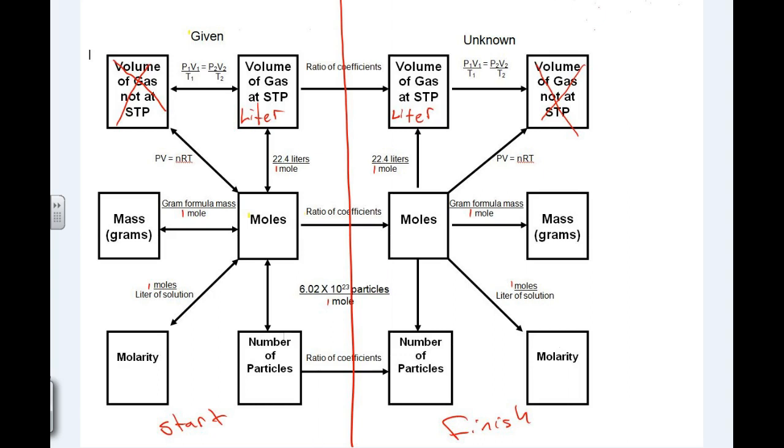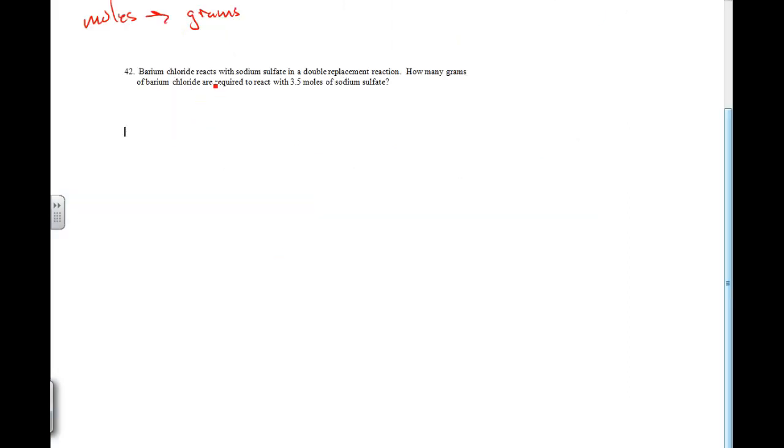So in this problem, I guess I should read it first. It says barium chloride reacts with sodium sulfate in a double replacement reaction. That will become very important here in a second. How many grams of barium chloride, so that's what I'm going to end in, how many grams of BaCl2 are required to react with 3.5 moles of sodium sulfate? Alright, so this is my unknown, and this is my given.